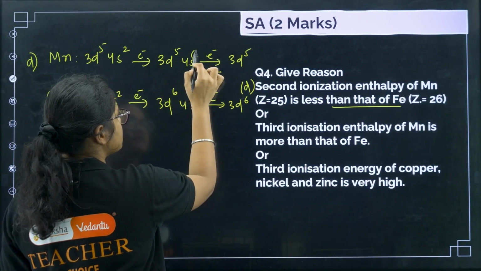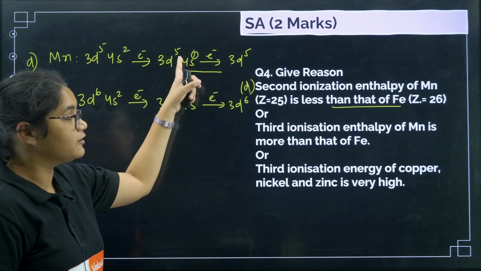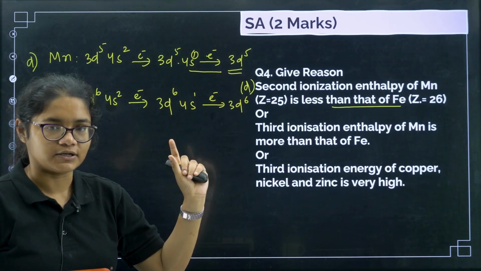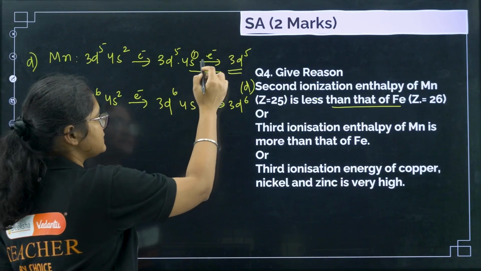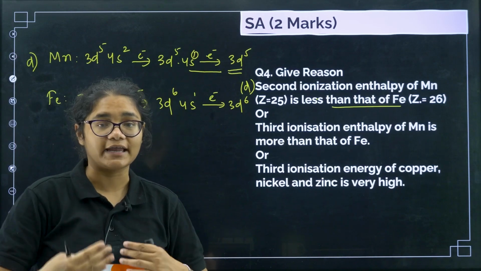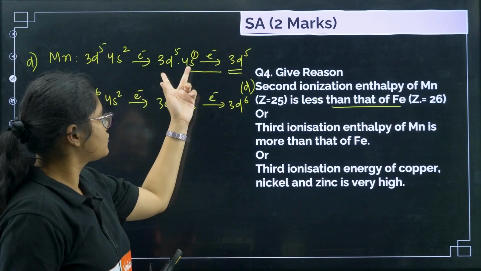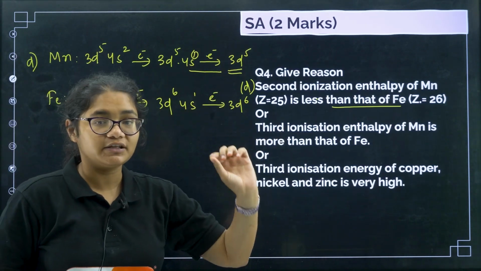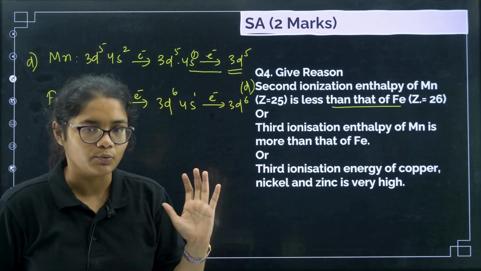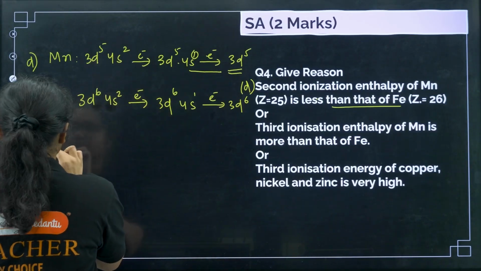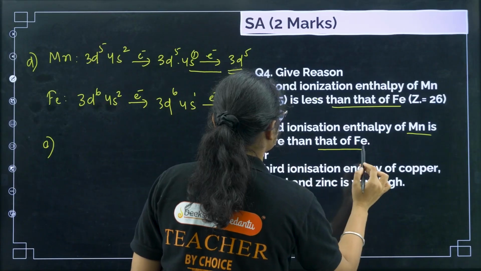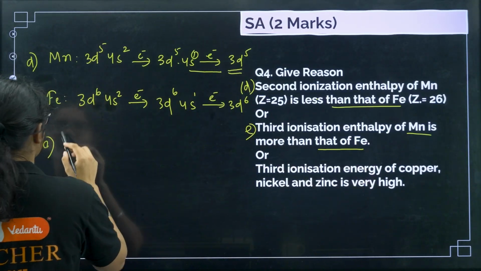Again the same thing, manganese wants to get rid of this one electron. If it is getting rid of this one electron, it is gaining a stable half-filled configuration. So the removal of this one electron will be very easy, because it is gaining a stable configuration. So this change will be very easy. If the electrons can be removed easily, then ionization energy will be low. Next, question number E: the third ionization enthalpy of manganese is more than that of Fe. Now we'll go for third ionization enthalpy.